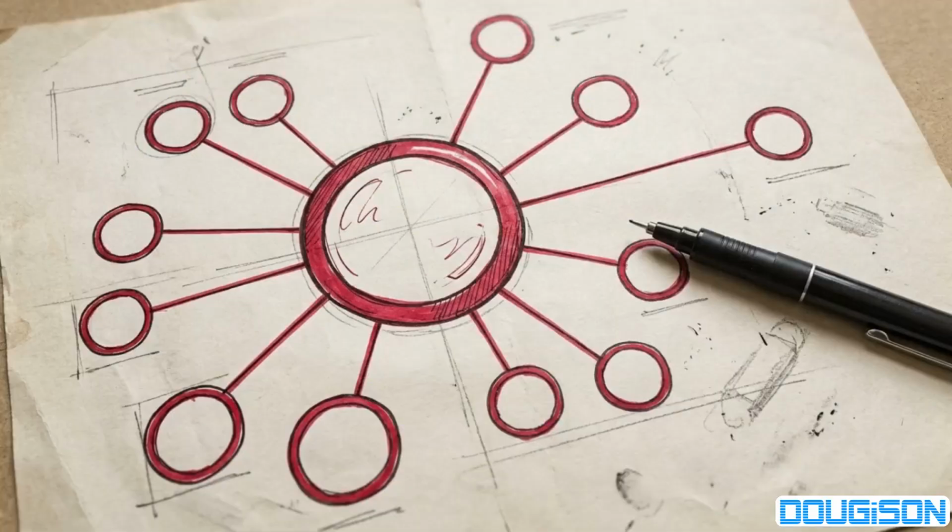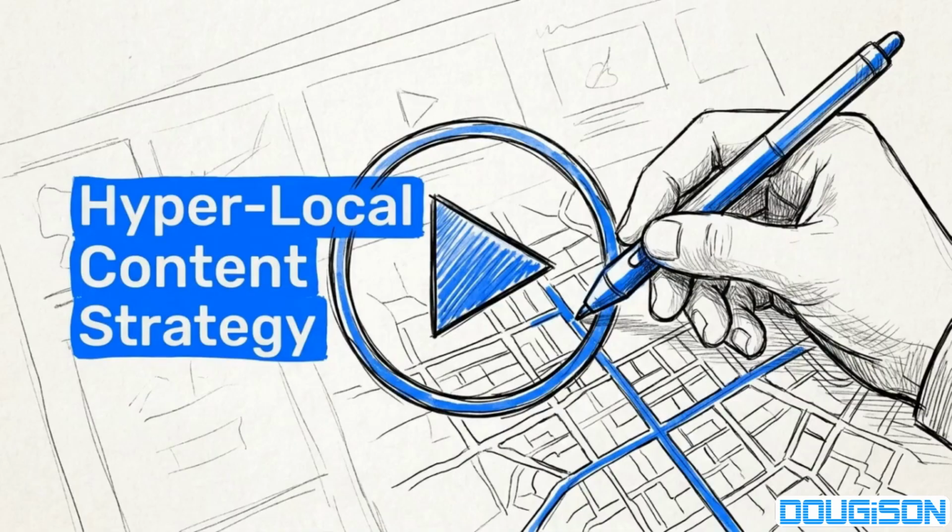You now have the parent directory built properly. Your next step is filling out those specific city links. Click the next video in this series to learn how to write the hyperlocal content required for your individual child city pages.